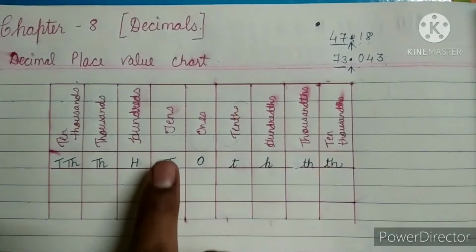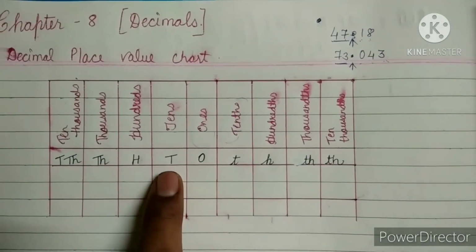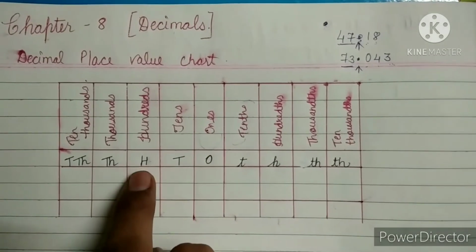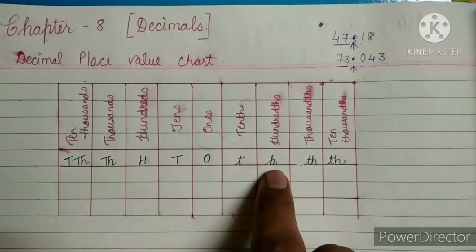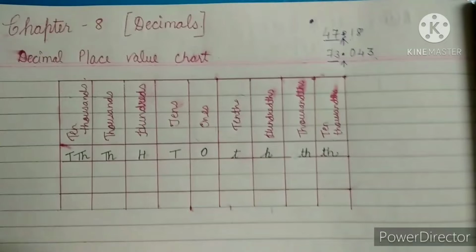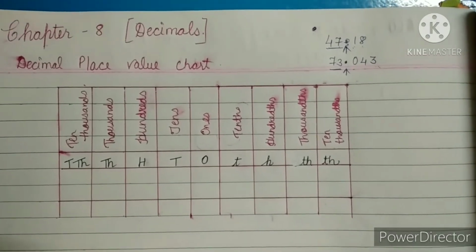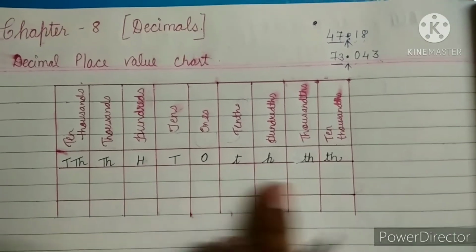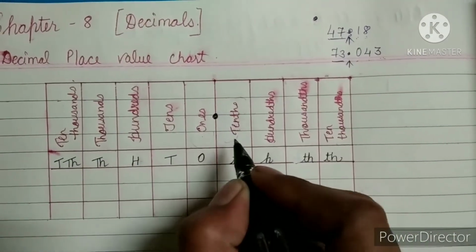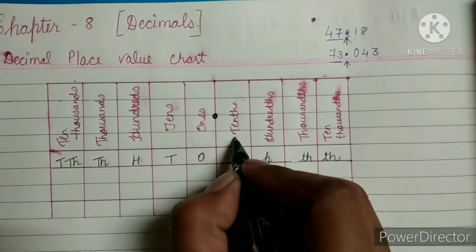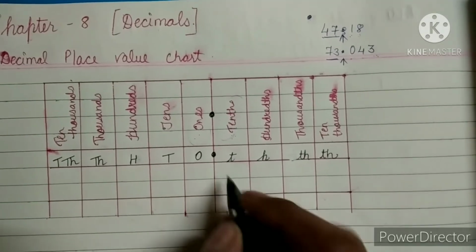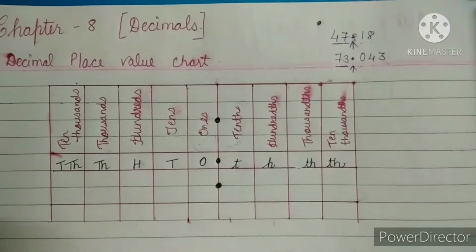You can see here tens is with capital T but tenths is with small t. Here hundreds is with capital H but hundredths is with small h. What is the meaning of it? Decimal is used for separating ones and tenths from each other. So that's why decimal will come in between the ones and tenths places. This is ones and this is tenths. It means the decimal will come here.